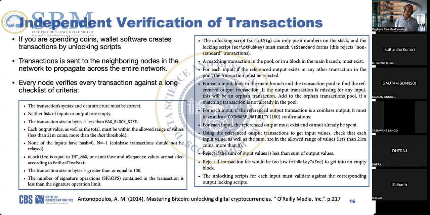So we normally call this coinbase maturity. If the inputs are from the coinbase output, and if it's less than 100 confirmations, then the transaction will simply be disregarded. So all these checks will be done by the miners while verifying the transactions.